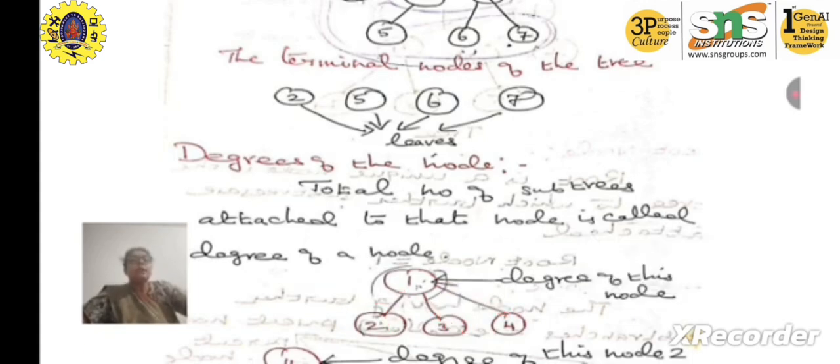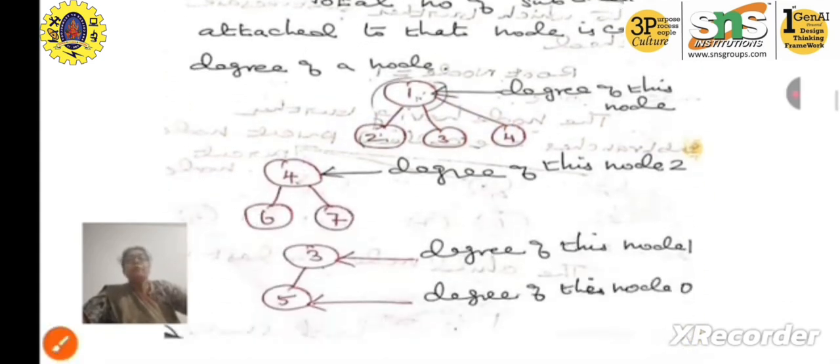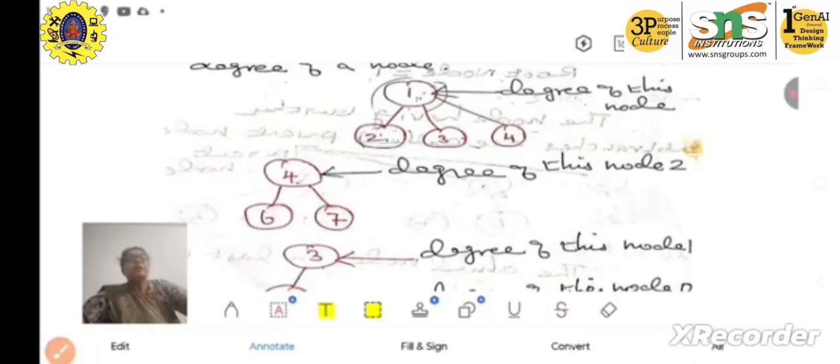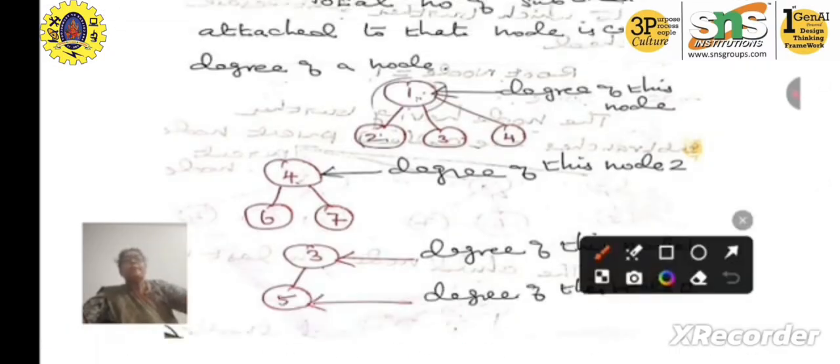Next one, 4. For 4, there are 2 children. The degree of node 4 is 2. Next, 3. 3 has 1 child. In 3, the degree is 1. In 5, the degree is 0.